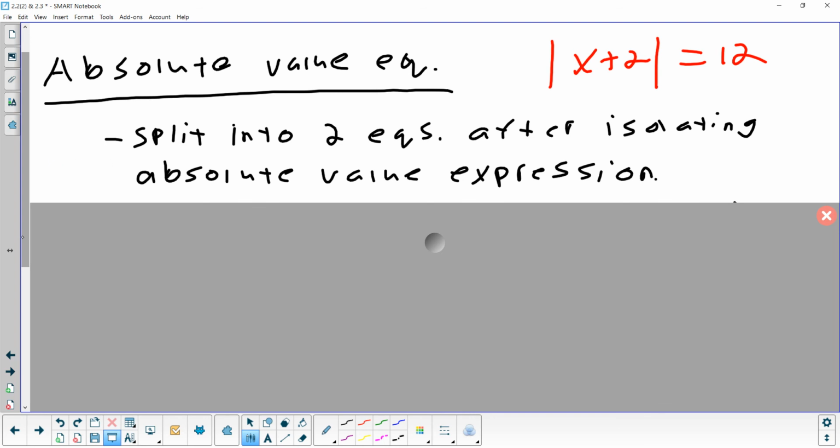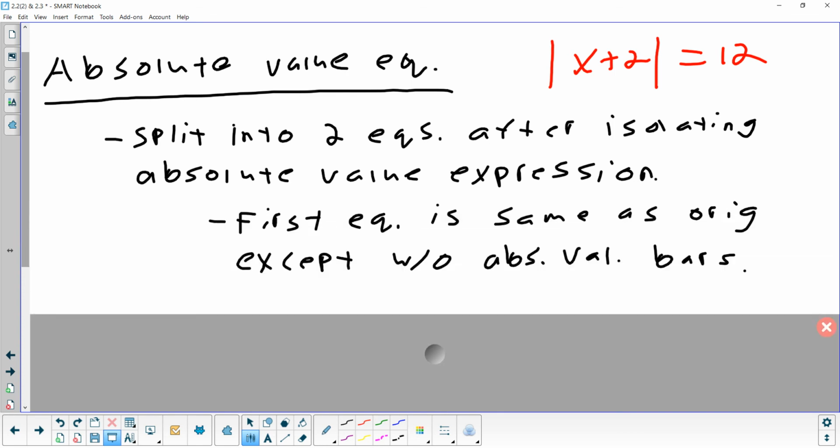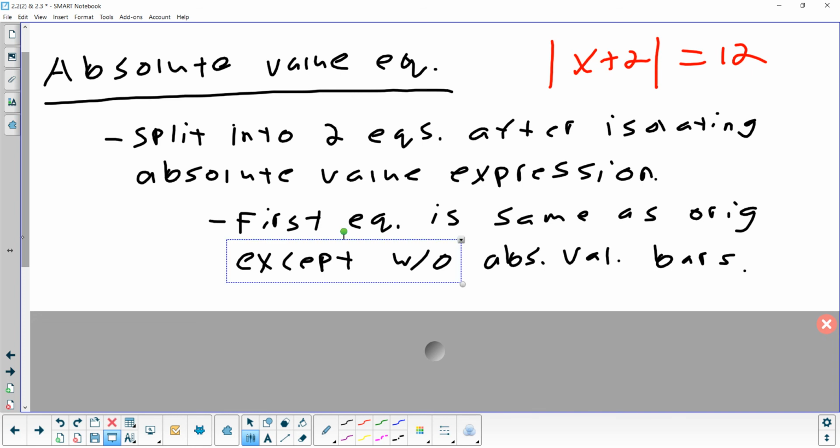Negative 12. So either in this one, what's inside these bars has to come out to 12, or it has to come out to negative 12. So as Ashley said, you could have 10 for x, or you could have negative 14 for x. Both of those answers would work. So to get the first answer, all we do is write down the original problem, except without the absolute value bars. So for this one, you would literally write x plus 2 equals 12 and solve.